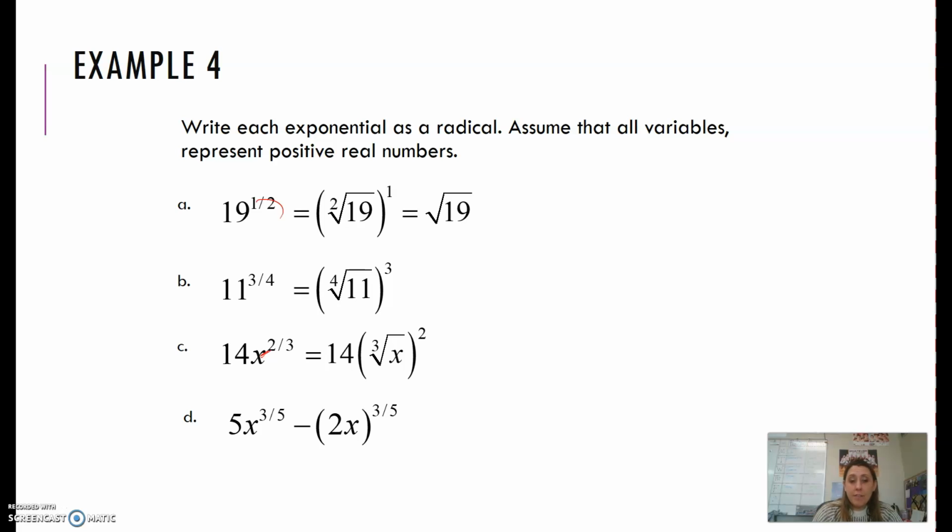We've got 5, so we already know that we're going to put the 5 on the outside because it's not in parentheses, but because this is in parentheses, the 2 is going to go under that fifth root. So you have 5 times the fifth root of x cubed minus, because the minus is right here, minus the fifth root of 2x cubed.